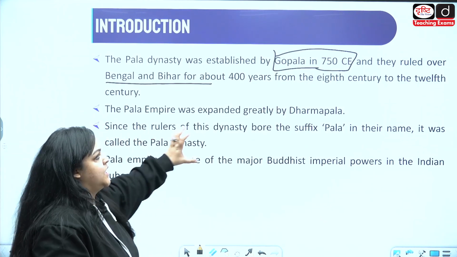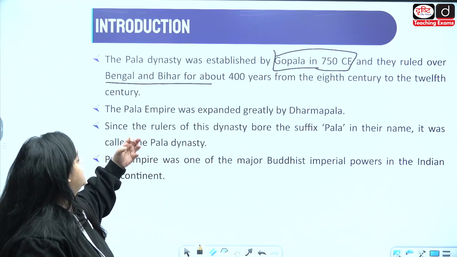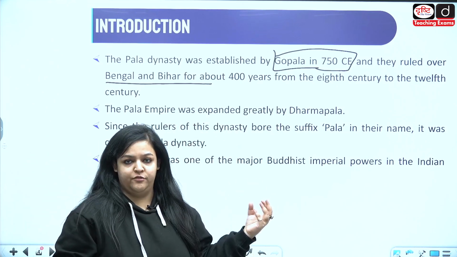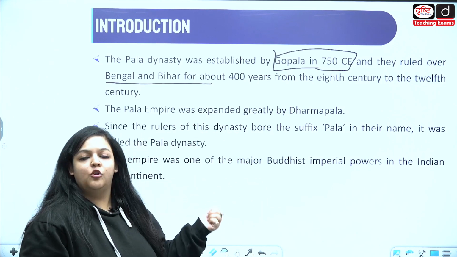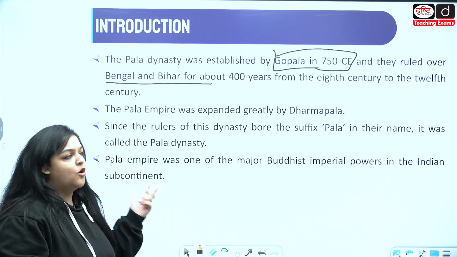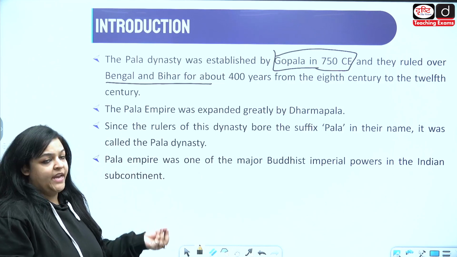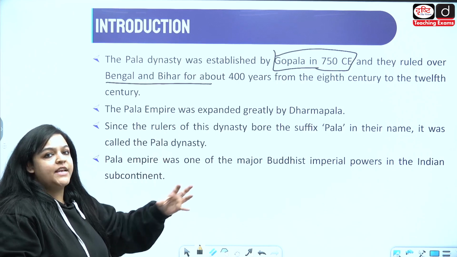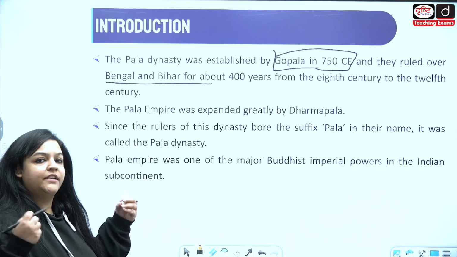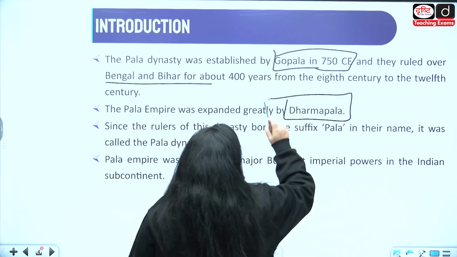Now, here you have been given around 4 factual pieces of information. Who is the founder? Gopal. When? 750 CE. Ruled over Bengal and Bihar. Ruled for 400 years from the 8th to the 12th century. Please remember these factual details. The empire was expanded greatly by one of the best known rulers whose name was Dharmpal.